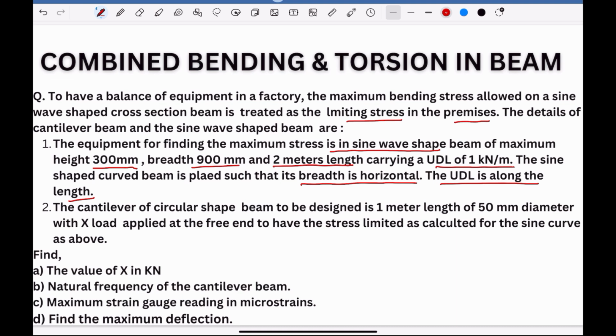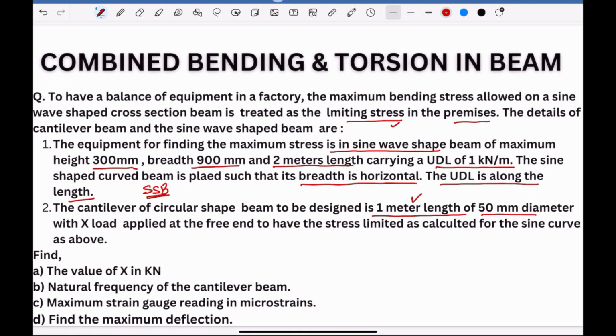Next is the cantilever beam of circular shape to be designed, 1 meter in length. There is another beam which is a simply supported beam, existing. We have to design a cantilever beam taking the limiting stresses from the simply supported beam. The new beam is 1 meter in length, 50 mm diameter, with load X applied. Because we know the limiting stress, we can know the maximum load that can be applied at the free end. That we call X, and we have to calculate it. That we have calculated, X as 1.1 newtons.